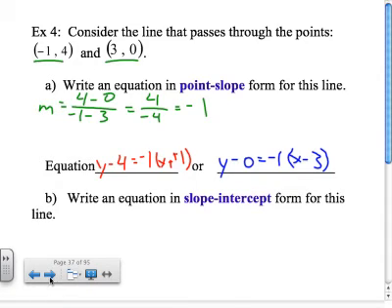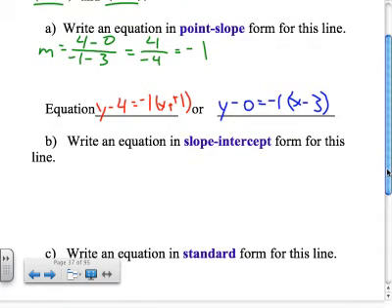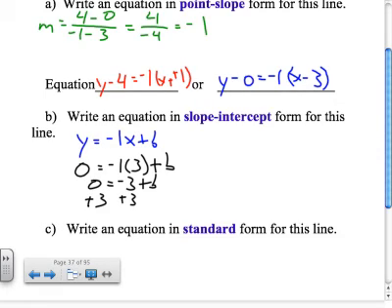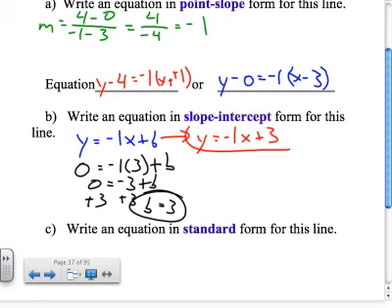Part B says write an equation in slope-intercept form. I already know my slope. My slope was -1, so I know I have y equals -1x plus b. Now I know 2 points that lie on this line. I like 3, 0. It just looks a little bit nicer, so I'm going to plug those in for x and y respectively. So 0 equals -1 times 3 plus b. So 0 equals -3 plus b. Add 3 to both sides. That tells you your y-intercept is +3. And so my final equation in slope-intercept form is y equals -1x plus 3.